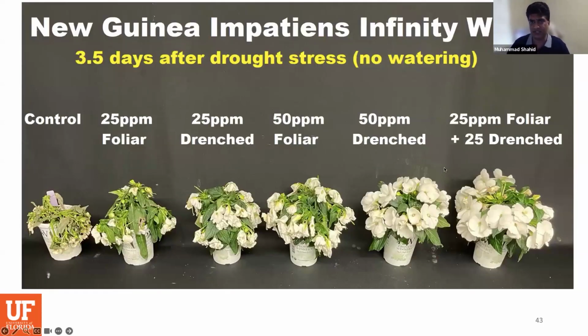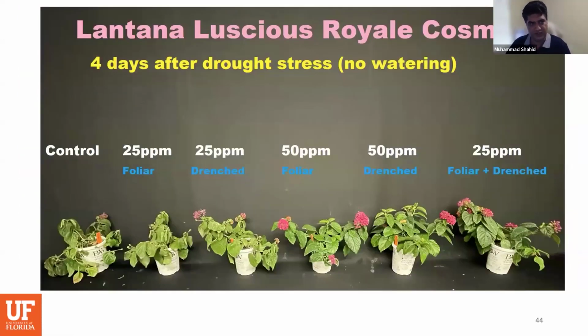Same thing in the case of New Guinea impatiens, the Infinity White cultivar. Finished products were treated the same way, but in this case, after just 3.5 days, the control was dead. We were basically observing when the control was going to die. In just 3.5 days, control was almost dead. Even 25 parts per million foliar and root did not get better. And if you see the 50 and 25 parts foliar, the best results were with 50 parts per million. In the 21, the plants were okay, but we still had some wilting symptoms in the new leaves and in the flowers. But the 50 parts per million was fantastic, and on rewatering they recovered without any damage.